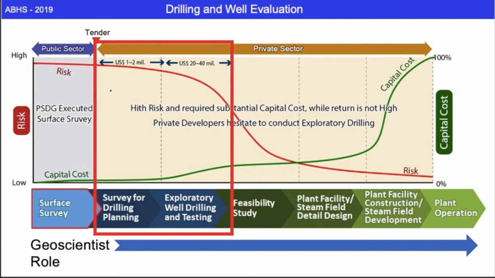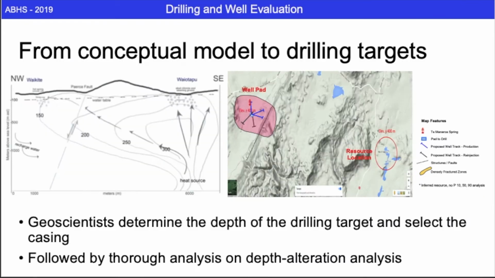Based on the 3G conceptual model, we can determine where to drill and how deep we should drill. The drilling target is usually deduced from the conceptual model that we have built throughout the 3G data preparation. Geoscientists will then determine the depth of the drilling and also select the casing in order to ensure that the drilling is in the right position and has the correct strengths.